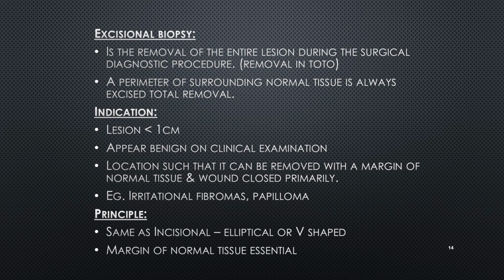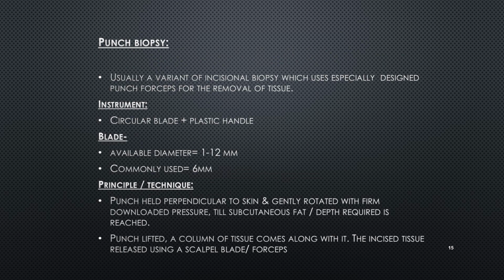Then the principle is the same as incisional biopsy; it can be elliptical or V shape, and the margins of the normal. That is the punch biopsy, usually a variant of the incisional biopsy which uses specifically designed punches for the removal of this tissue. We use that punch, it comes out, and we send it for the histopathology.